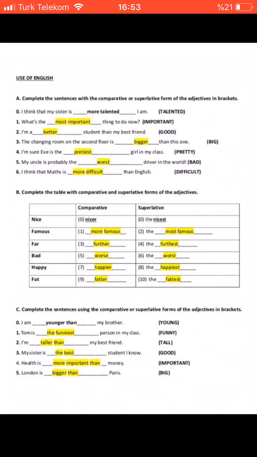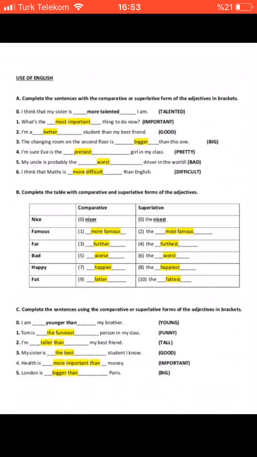Okay, now complete the sentences using the comparative or superlative forms of the adjectives in brackets. Şimdi parantez içindeki sıfatlarımızı uygun cümlelere göre comparative ya da superlative formlarını kullanarak yazacağız. I'm younger than my brother. I'm comparing myself to my brother. Kendimi abimle kıyasladığım için comparative form kullandım.